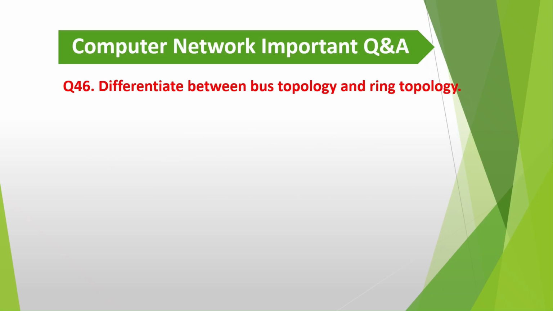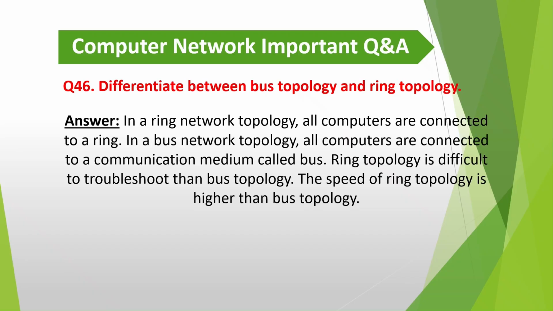Question 46. Differentiate between bus topology and ring topology. Answer. In a ring network topology, all computers are connected to a ring. In a bus network topology, all computers are connected to a communication medium called bus. Ring topology is difficult to troubleshoot than bus topology. The speed of ring topology is higher than bus topology.